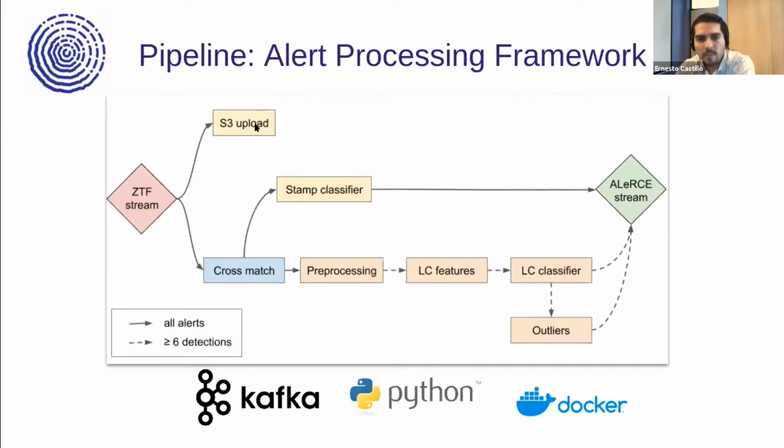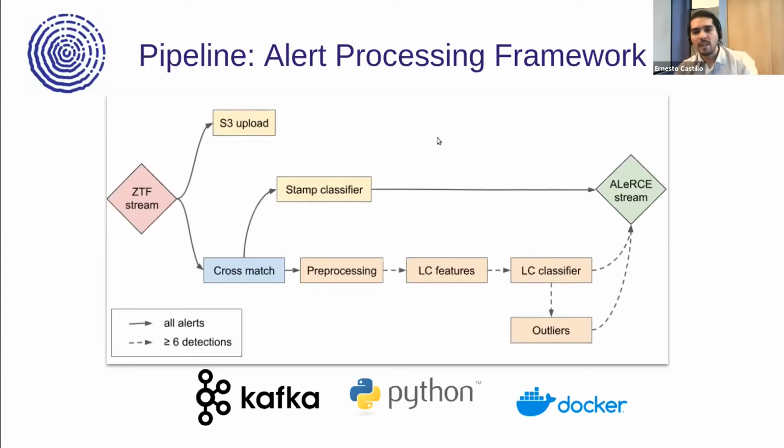Each of the steps performs a specific task. For example, do some cross matches, compute features, and perform some classifications. Each of the steps is developed in Python, encapsulated in a container, and communicates among them through the Kafka system, using the topics or the streams, the different queues that this system has.